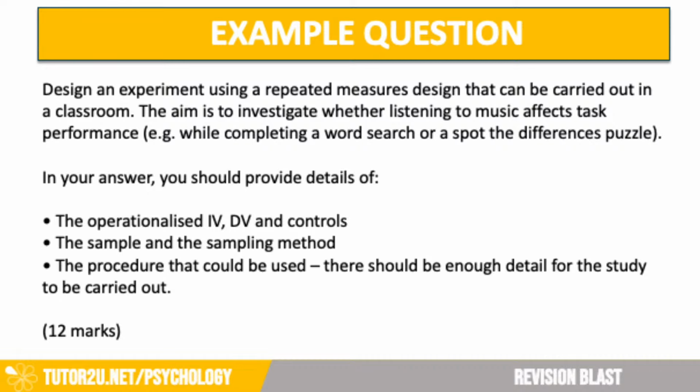Design an experiment using a repeated measures design that can be carried out in a classroom. The aim is to investigate whether listening to music affects task performance, e.g. while completing a word search or spot the difference puzzle. In your answer, you should provide details of, so here are your bullet points, these are the things that you must do: the operationalized IV, DV and controls, the sample and the sampling method, the procedure that could be used, and there should be enough detail for the study to be carried out. So that is what they are asking you to do, and it's just very important that you address all of those.